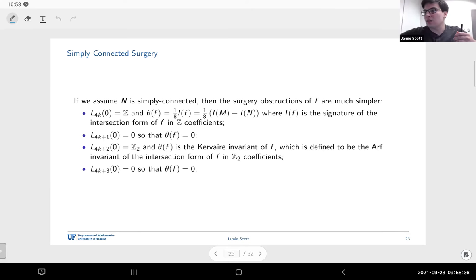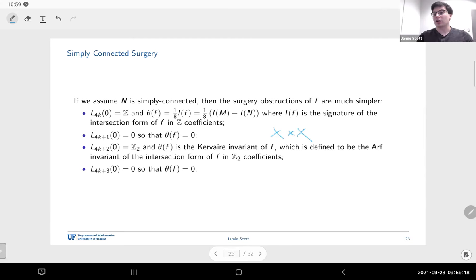In particular, we have explicit L groups. So the 4kth L group, this is actually the hardest of the four to work with, is actually just Z. And the surgery obstruction of F is 1/8 the signature of F, which is the signature of the intersection form of F in Z coefficients. The odd L groups are all zero, so that's nice, but I guess there is a slight problem. We'll be able to get around it though: if you do TC, we're always going to have an even dimension in our base because we're looking at X cross X, right? But there's a product formula, so we can get around that.